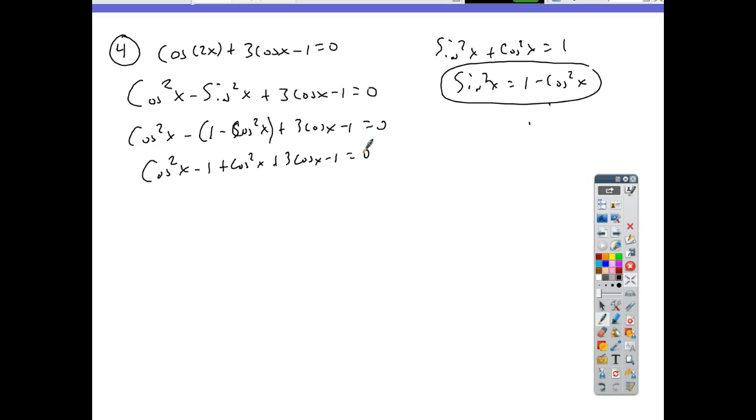Combine like terms is what they call that, right? So this is going to be a cosine squared and a cosine squared. So how many cosine squareds do I have? 2. So we write 2 cosine squared x's plus 3 cosine x's. And then negative 1 minus 1, that's negative 2 equals 0.